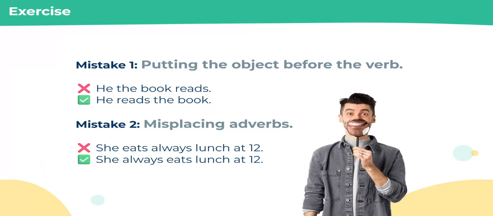Mistake number 2, misplacing adverbs in the sentence. So we do not want to say, she eats always lunch at 12. No, we want to put always before the verb. She always eats lunch at 12.